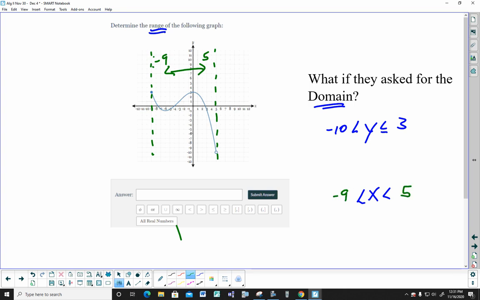Now look at your endpoints. At -9, it's closed, so that gets the equal sign. The biggest number, 5, is open, so it doesn't get the equal sign. Smallest number on the left, biggest number on the right. Smallest left, biggest right. Okay? Don't worry about these other symbols that are down here like this. Just write your answer like this.